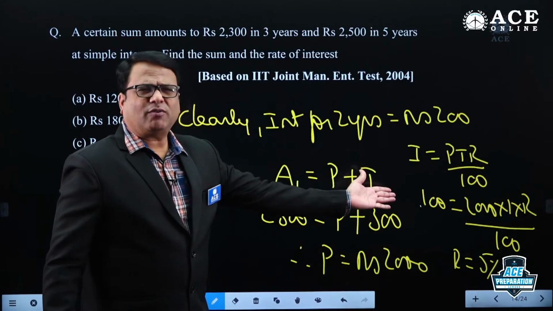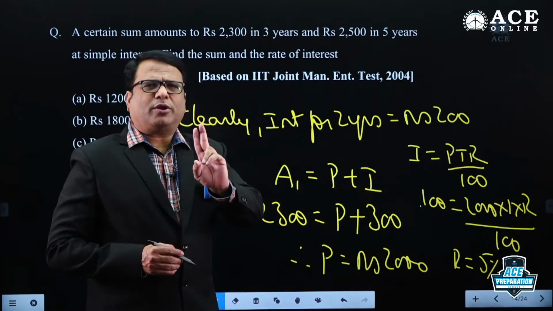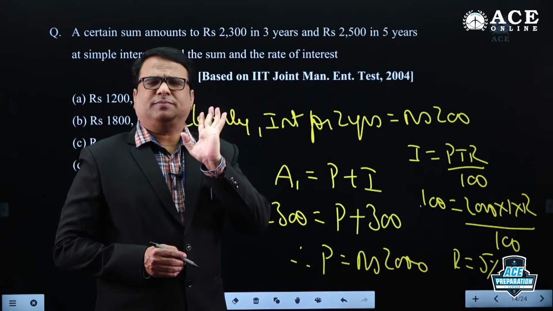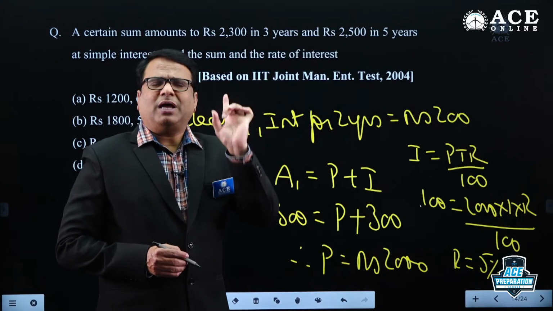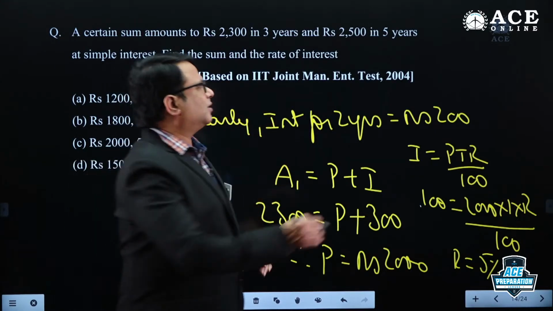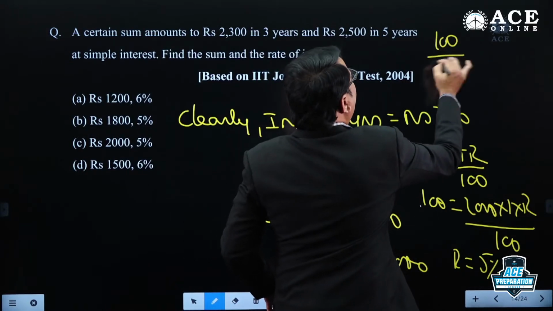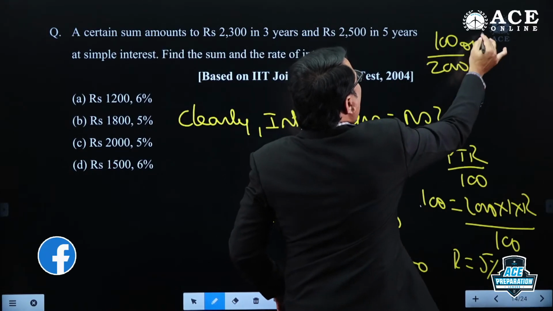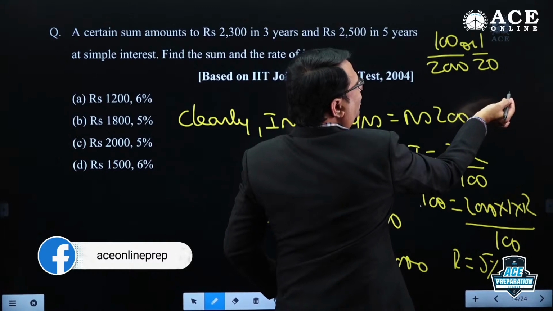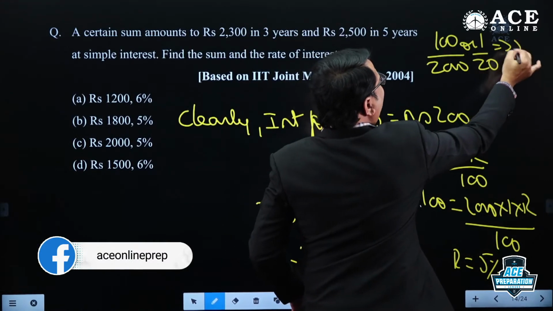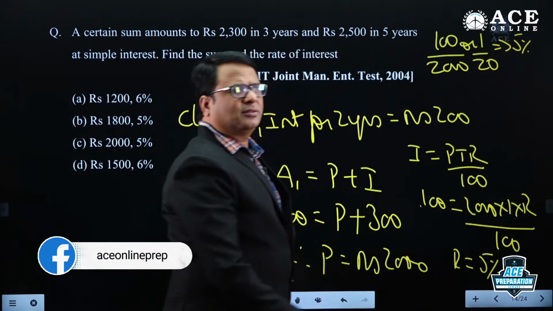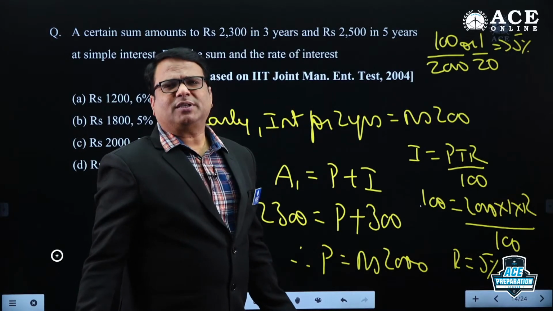Easiest way to find the rate of interest: on 2,000 rupees, 100 rupees is the interest for 1 year. So 100 by 2,000 is 1 by 20, and if you convert 1 by 20 into percentage, it is nothing but 5%. So rate of interest is 5%.